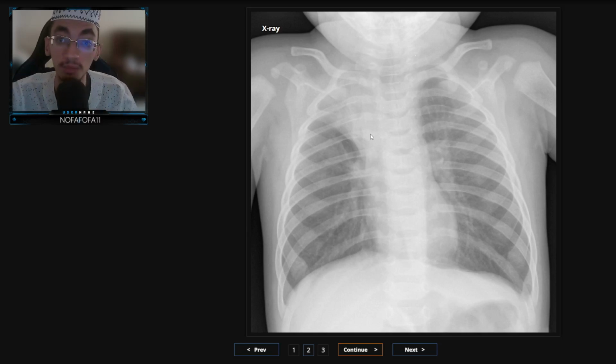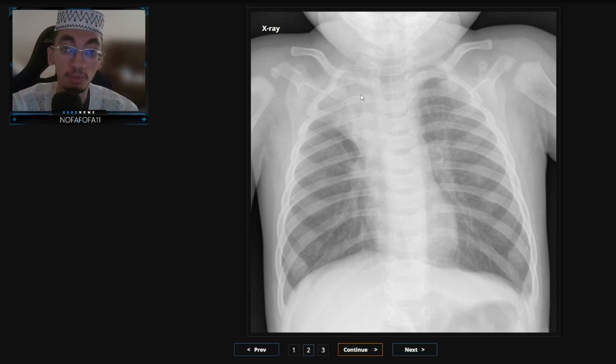the silhouette sign, also, we're not seeing it present here. Also, the minor fissure dragged towards it, and absence of an air bronchogram sign. So all of these together tell you that there's an area of opacification. This indicates that this opacification is specifically right upper lobe atelectasis or right upper lobe collapse.